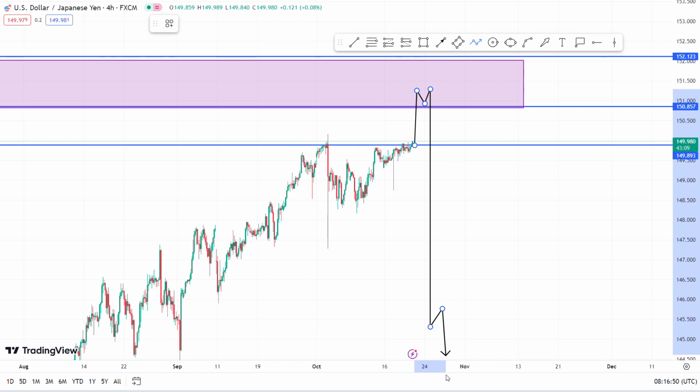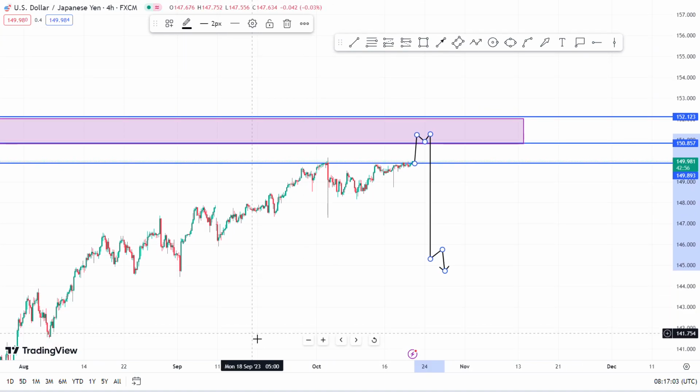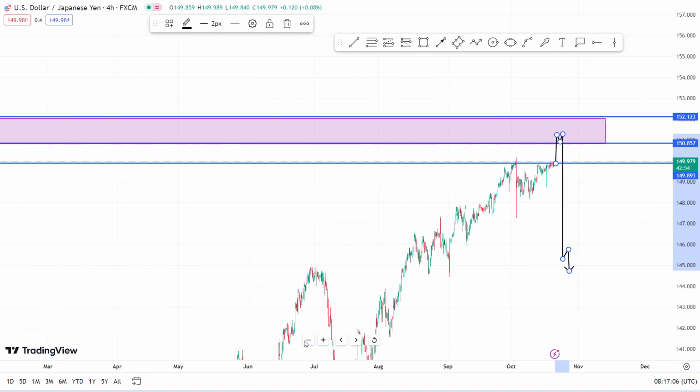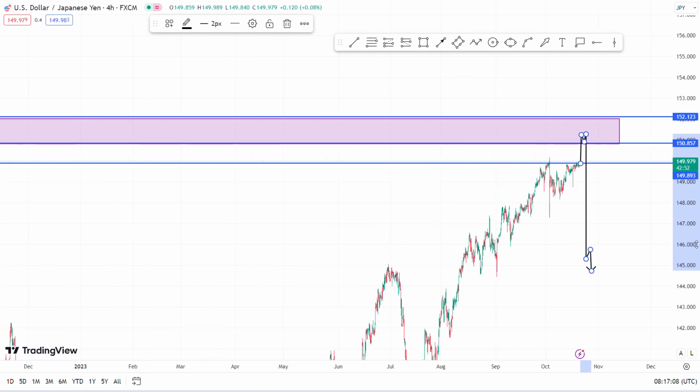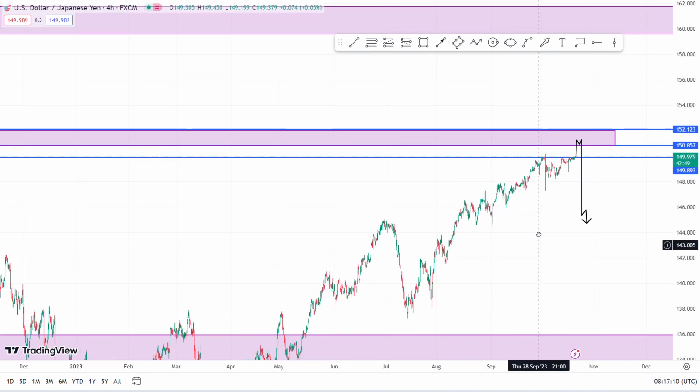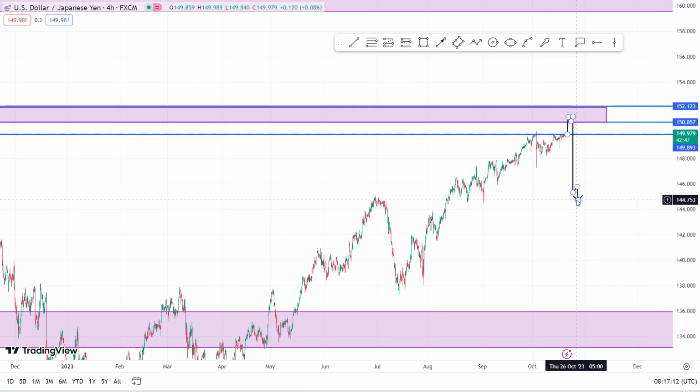Okay, trust me, it is going to sell. So let's wait for the market to make a very good optimum entry into this zone.